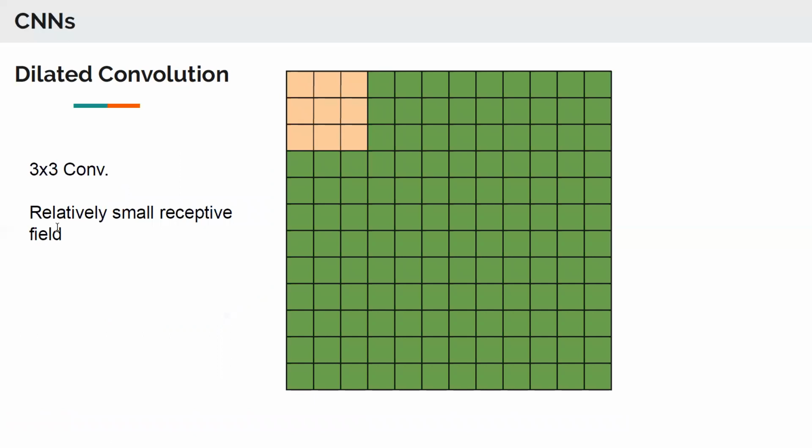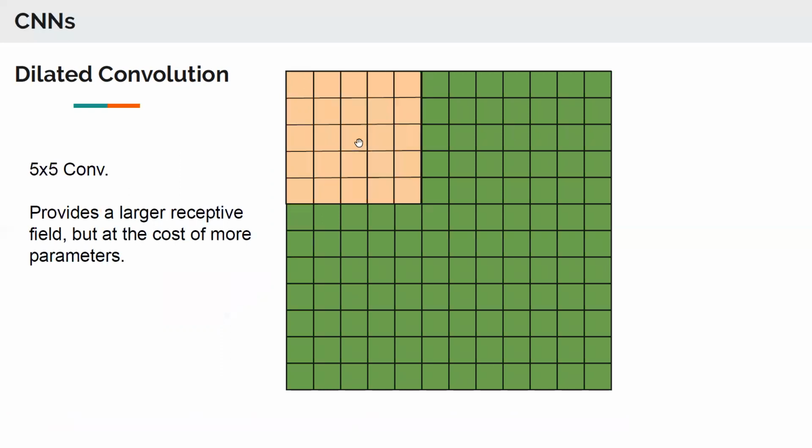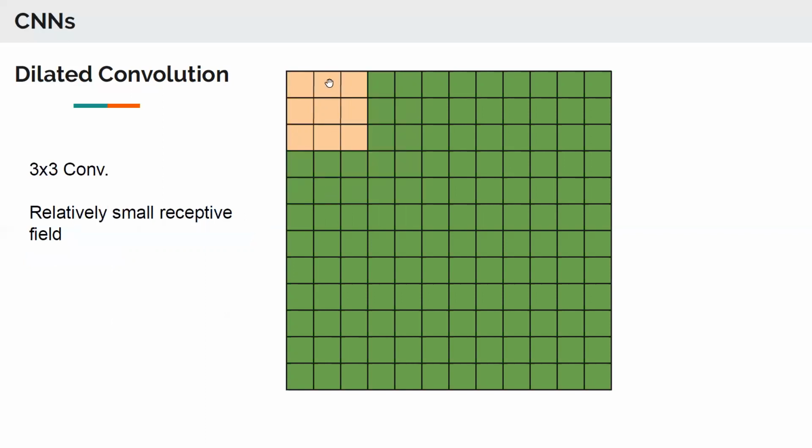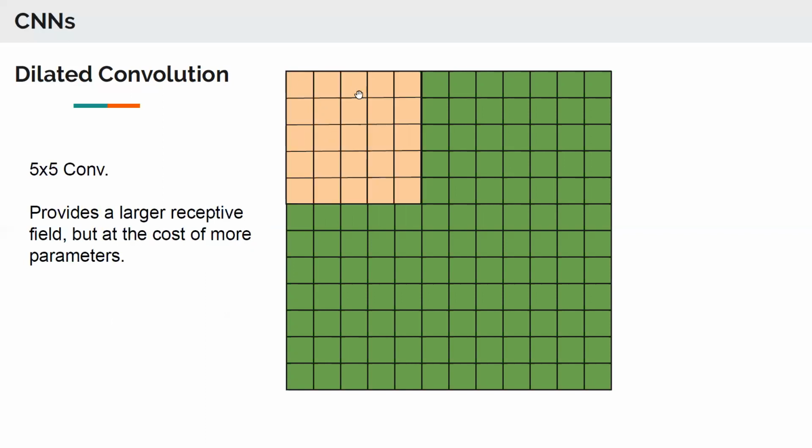Then there's this idea of dilated convolutions. The motivation for this is, so here I have a 3 by 3 convolution, and let's say the receptive field that I get from this, which is 3 by 3, is not sufficient for my application. So one way to increase the receptive field is to have a 5 by 5 convolution, for example. But now here I had 9 learnable parameters, but here I end up having 25 learnable parameters.